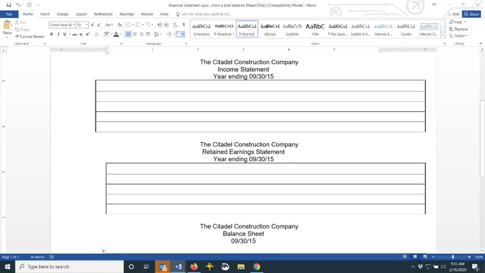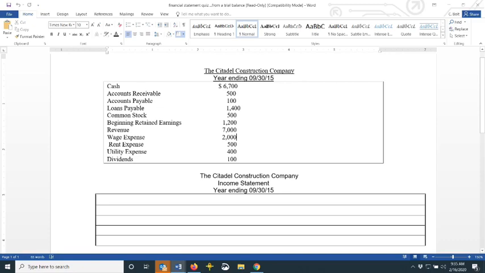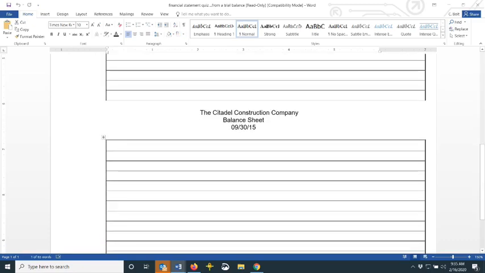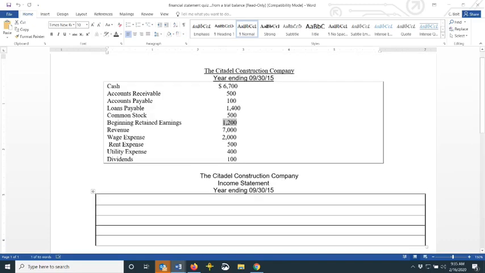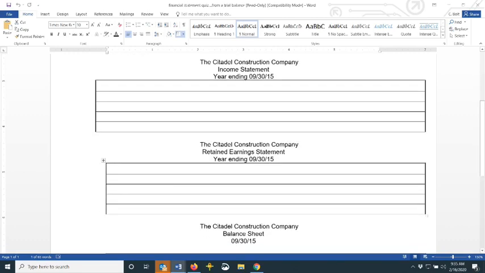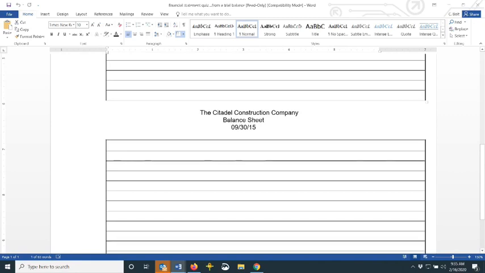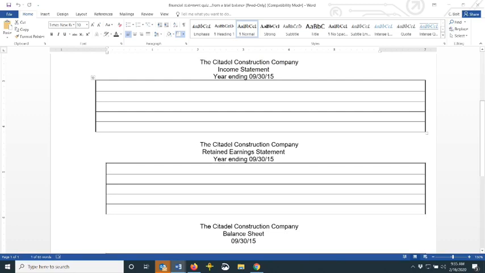taking net income down to the retained earnings statement, where you take your beginning retained earnings found here, add that net income from the income statement, subtract out the dividends found here to get your ending retained earnings, and then take that ending retained earnings and prepare a balance sheet with the formula of assets equal liabilities plus stockholders' equity. Again, knowing that stockholders' equity is going to be part of it coming from the retained earnings statement.